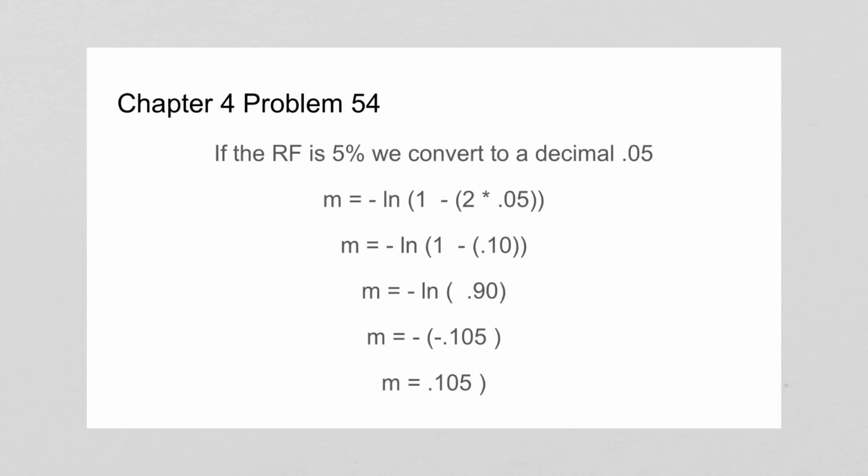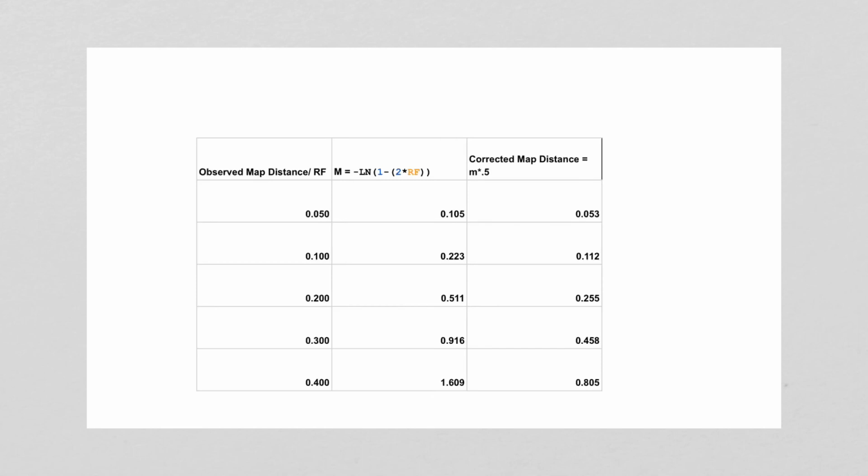But I have 4 more of these to go, and then I need to do a graph, so I'm going to make it easy on myself and use a spreadsheet. If I make a column of my recombination frequencies, then I can plug the equation into my spreadsheet, and presto, we get the m for all the recombination frequencies. The final step to get the corrected map distance is you multiply m by 50%.